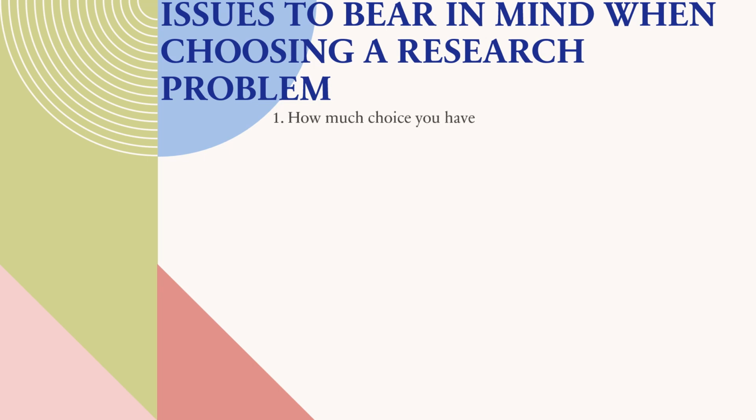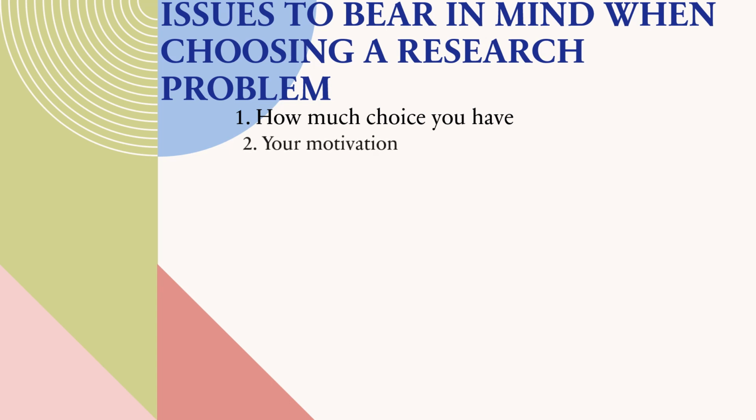So number one is how much choice you have. There are some research problems that are dictated by an institution where you work, or even dictated by a research mentor, a research supervisor that you're working with. So it means that in that case, you have to consider the interest of the institution, the interest of the mentor, the interest of the supervisor, and you don't have much choice.